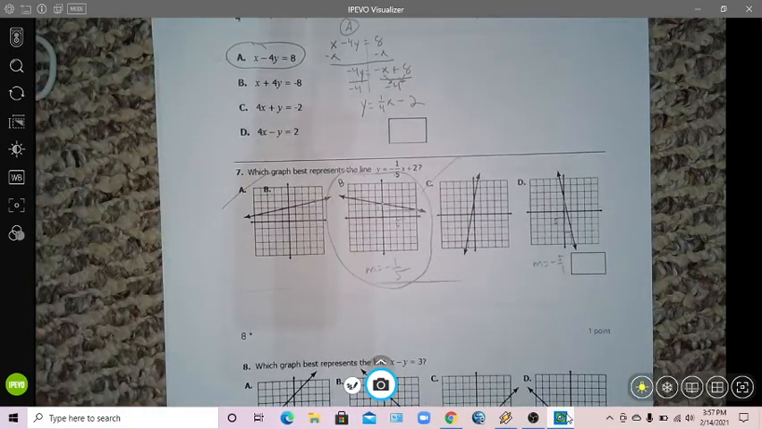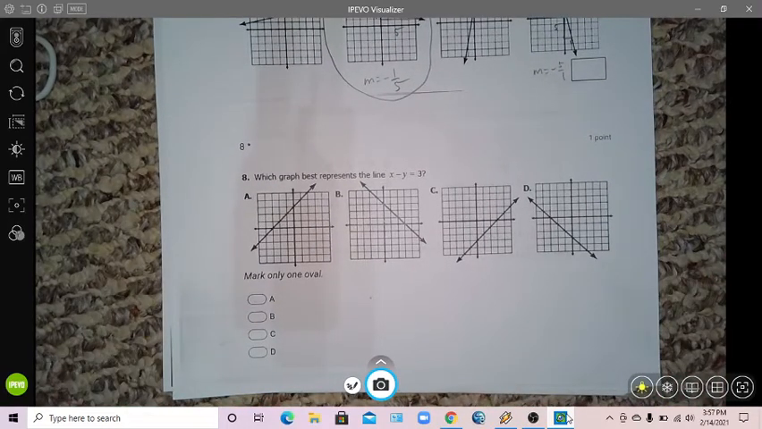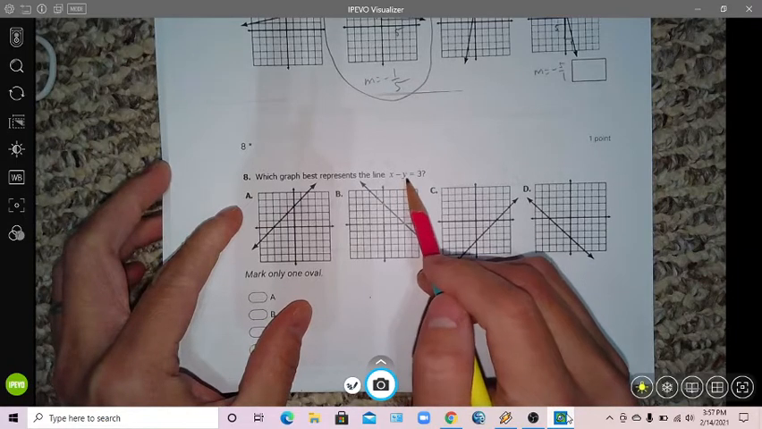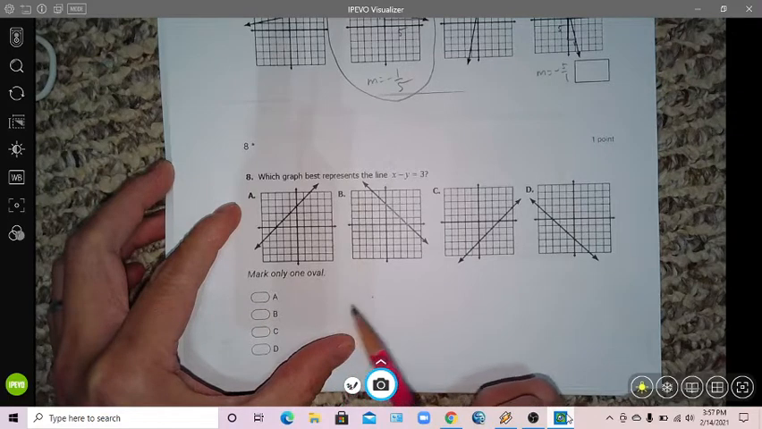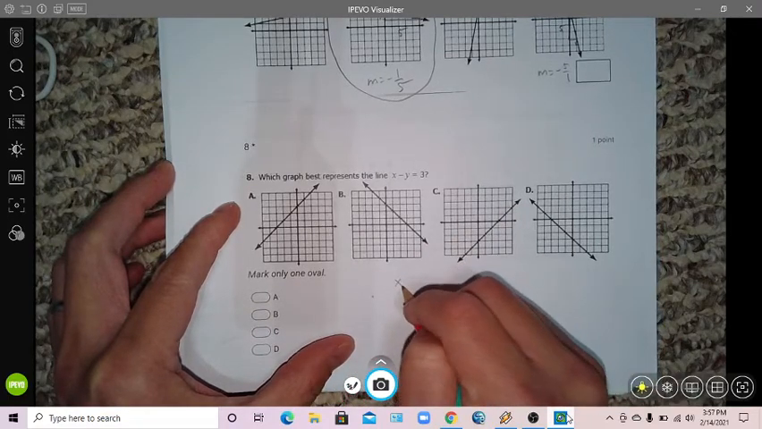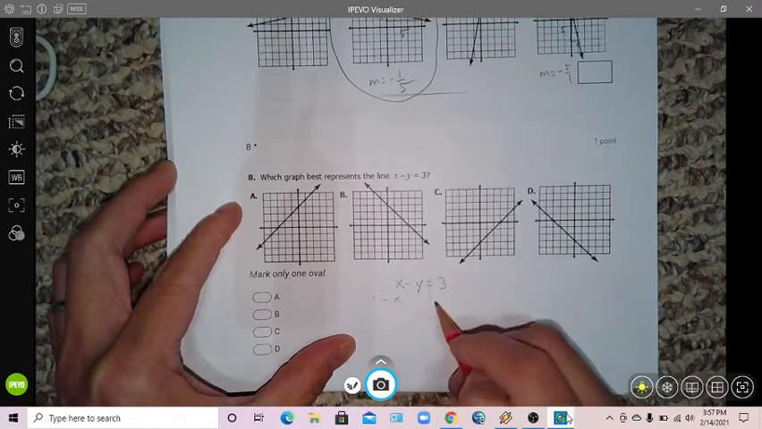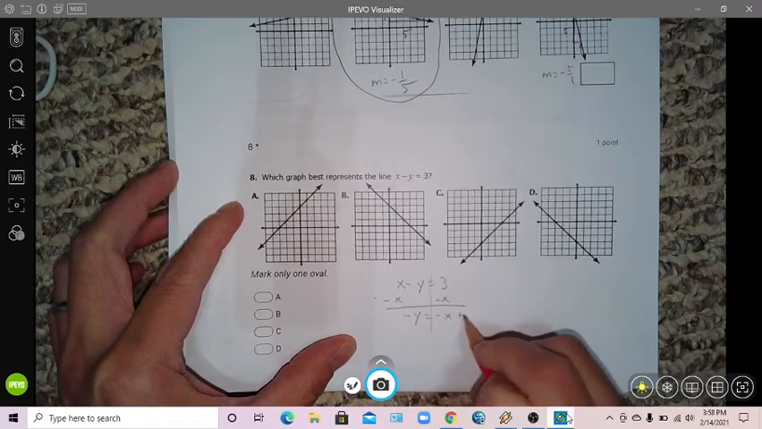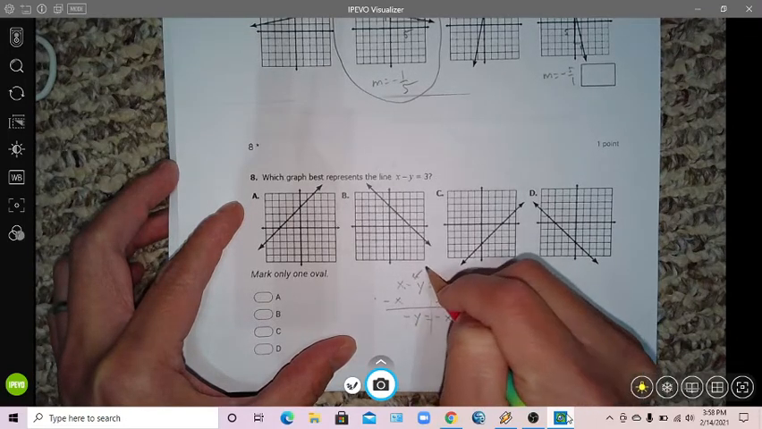Alright, let's take a look at number 8. Which graph best represents x minus y equals 3? Again, I want this in slope-intercept form. I need y equals mx plus b, and then I'll be able to match the graph with the equation a little better. So x minus y equals 3. Let's subtract the x from both sides. I have negative y equals negative x plus 3, and I have to divide by this negative 1.